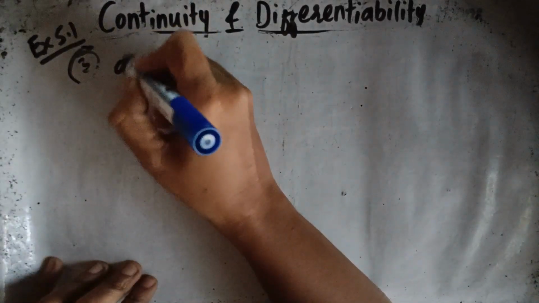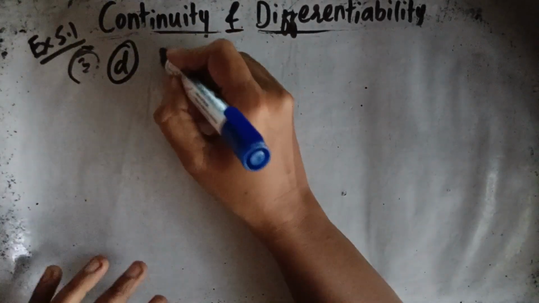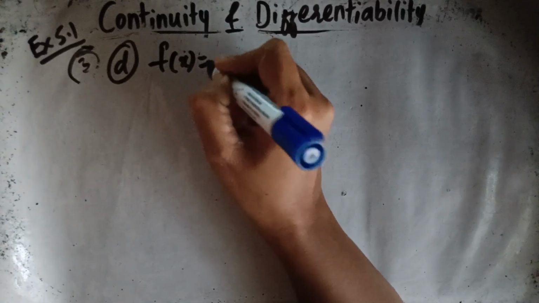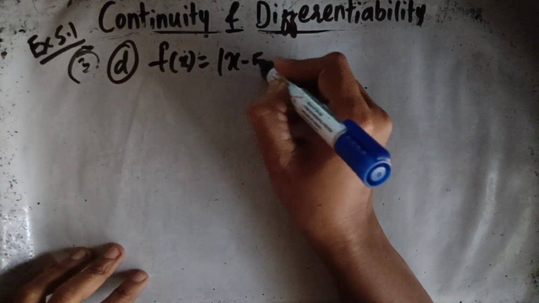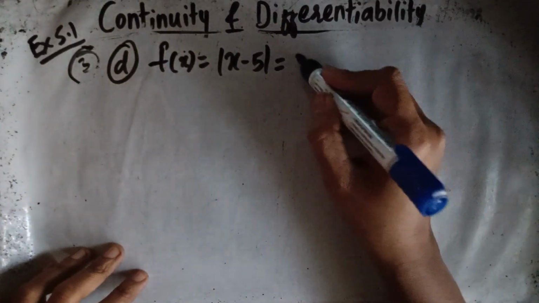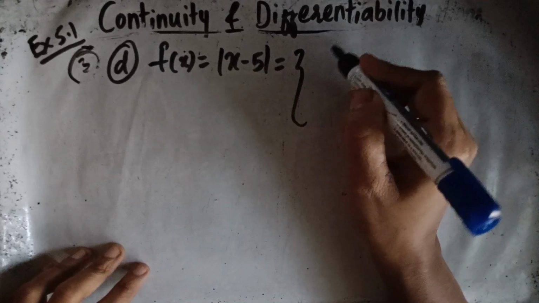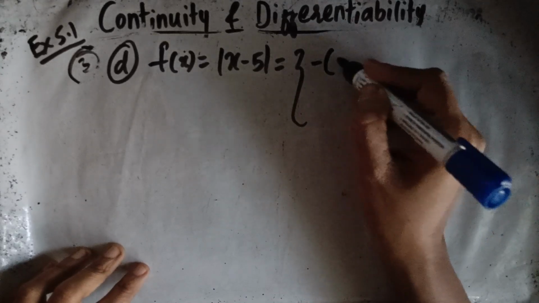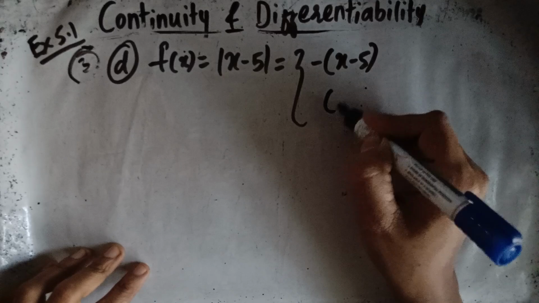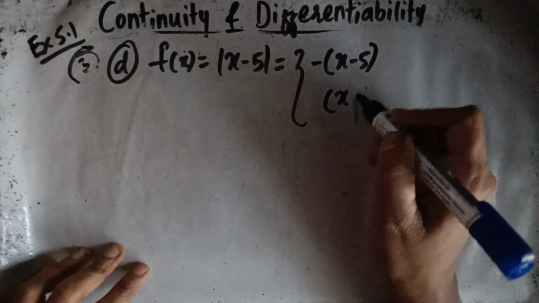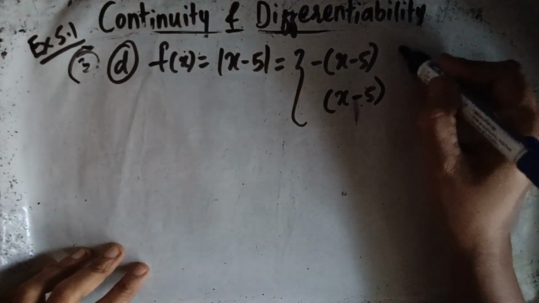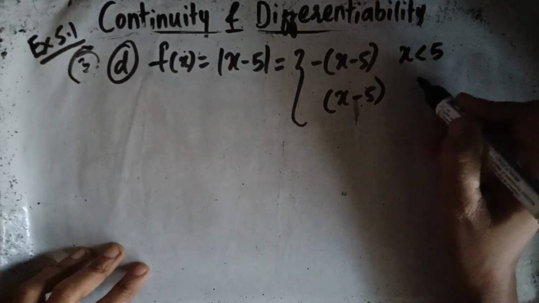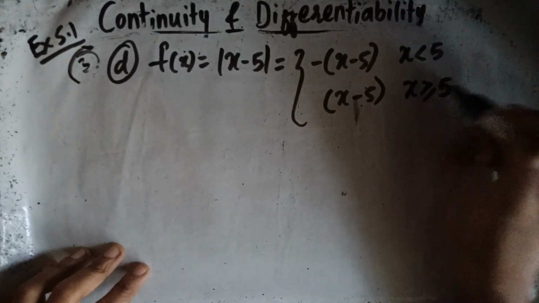Next is d, f of x equal to mod of x minus 5. So here mod is given. So how is it defined? Either it is minus x minus 5 or plus x minus 5. This is for x less than 5, and this is for x greater than or equal to 5.